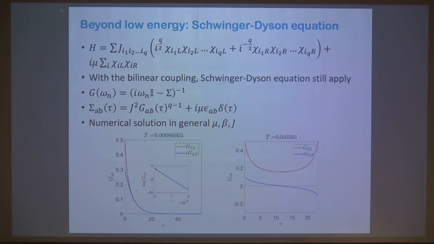Okay, so in the last 5 minutes, I'm going to talk about what happens when we go beyond the low energy limit. If we don't assume low energy, we cannot apply these reparameterization pictures. We just go back to the original SYK model and solve the Schwinger-Dyson equations. You could solve them numerically, or you could get some analytical results at large q. So I'm just showing some numerics here.